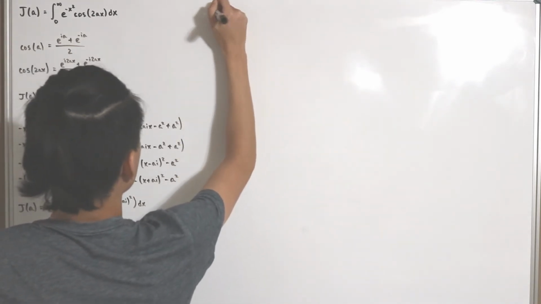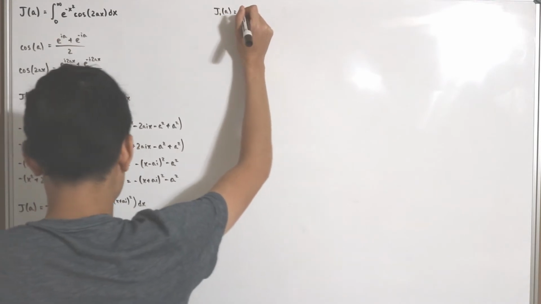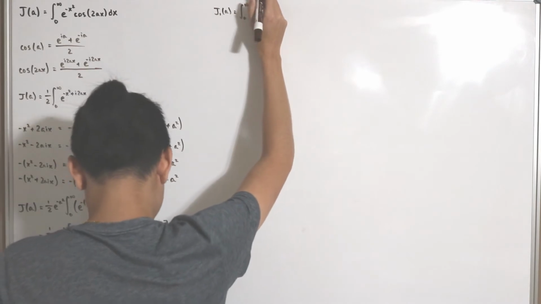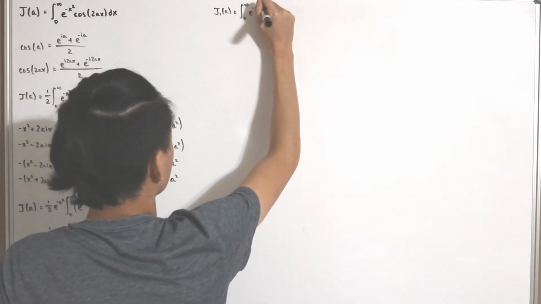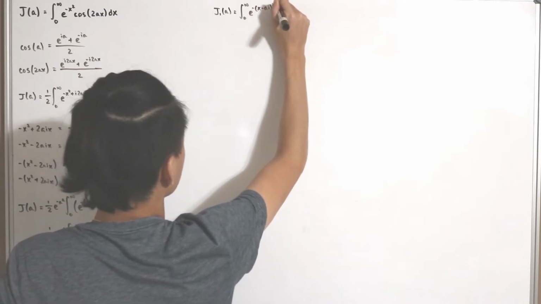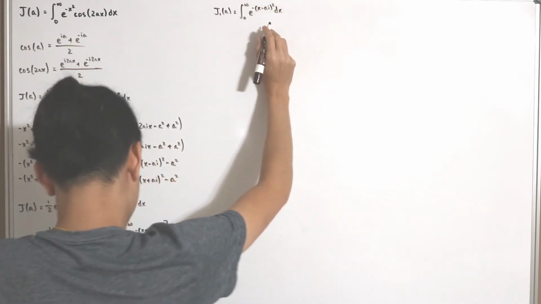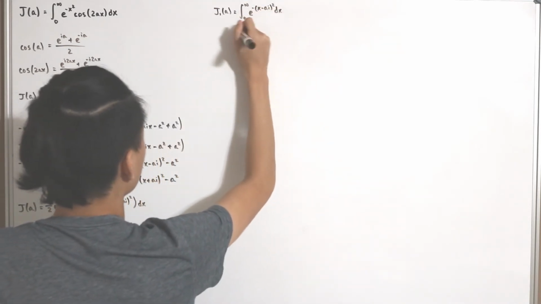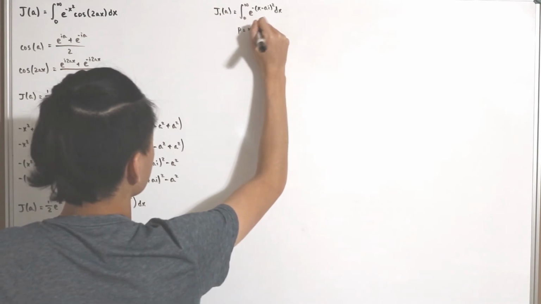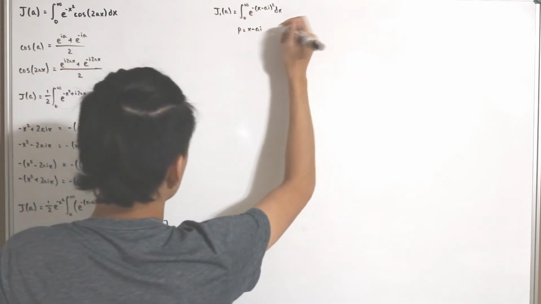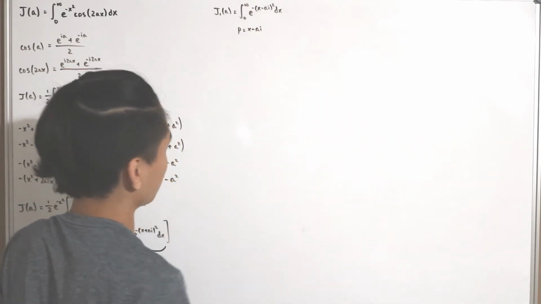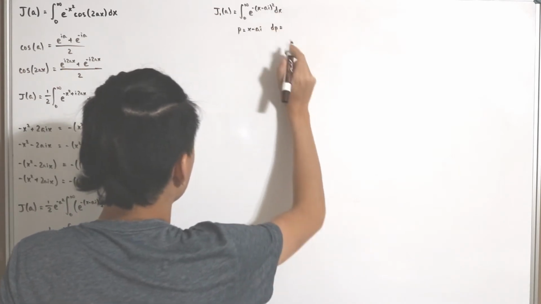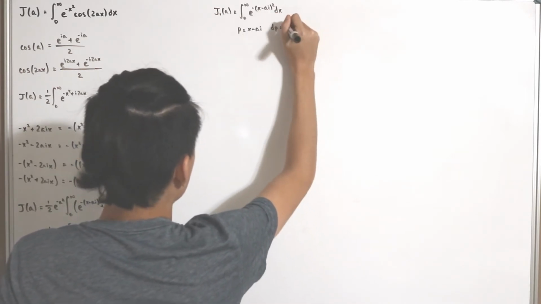So j sub 1 of a, almost wrote an I. That means j sub 1 of a is equal to the integral from 0 to infinity of e raised to the negative (x minus ai) squared dx. Okay, now let's do a substitution. Let p equal x minus ai. If you haven't caught on by now, we're doing a u substitution. So dp is equal to dx.